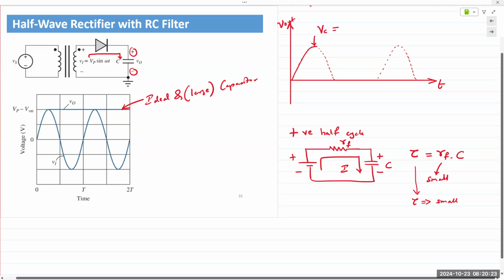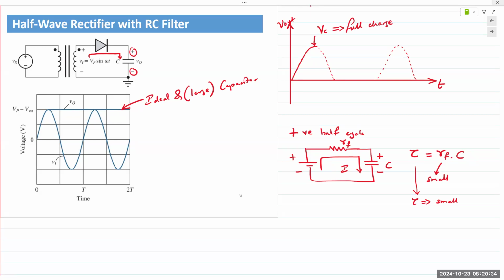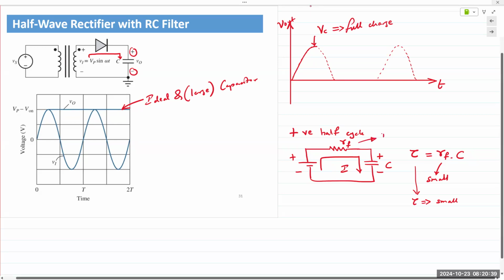So VC is at full charge. Is that forward resistance representing the diode when it's on? Yes, that is correct. Forward resistance is when the diode is on. Okay.